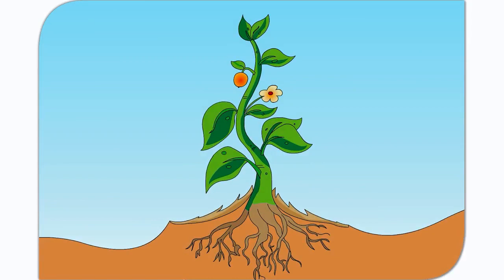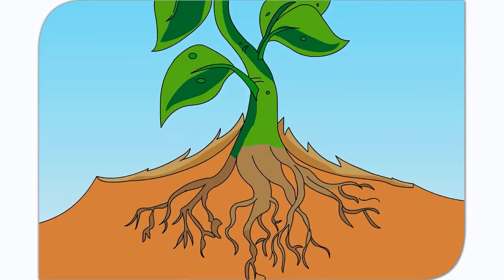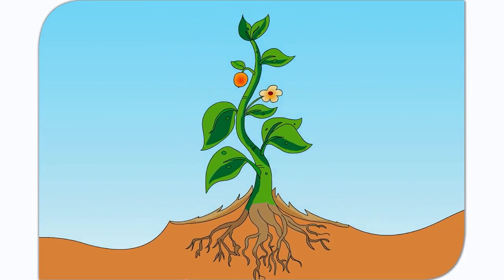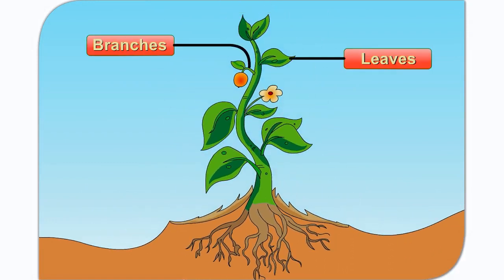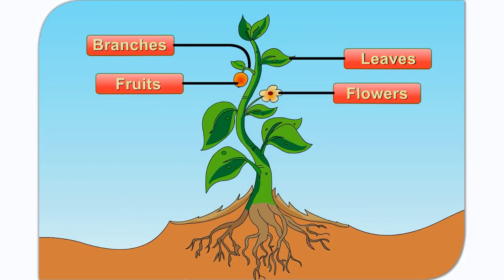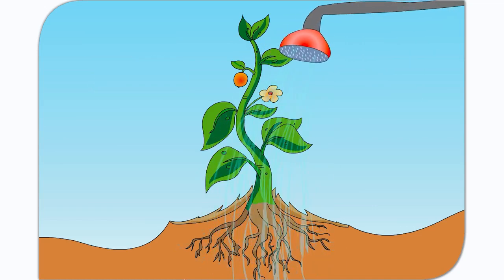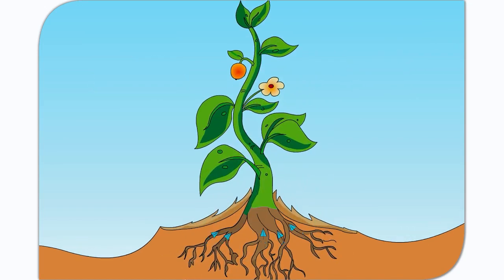The stem grows above the soil and is the main axis of the shoot system. The stem supports branches, leaves, flowers, and fruits. It transports water and minerals absorbed by the roots to different parts of the plant. It also conducts food manufactured in leaves to other parts of the plant.